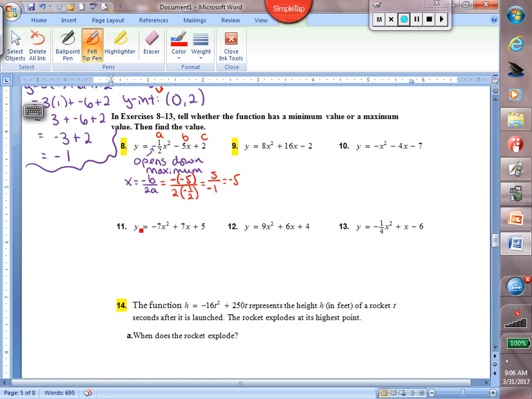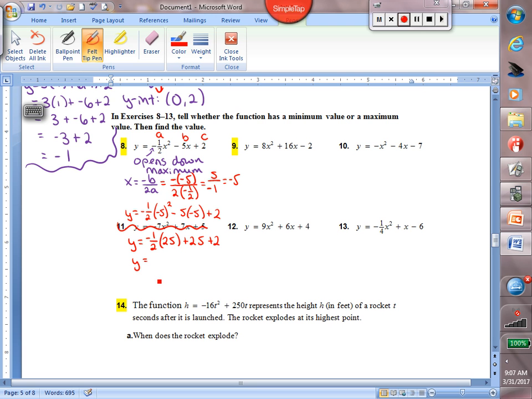To find the y value, substitute negative 5 in wherever we see x. So negative 1/2 times negative 5 squared minus 5 times negative 5 plus our 2. We can go ahead and cross out number 11. We're not going to use that one. And let's do some computation. Exponents before we multiply. So the negative 1/2 stays. Negative 5 squared is 25. Negative 5 times negative 5 is positive 25.